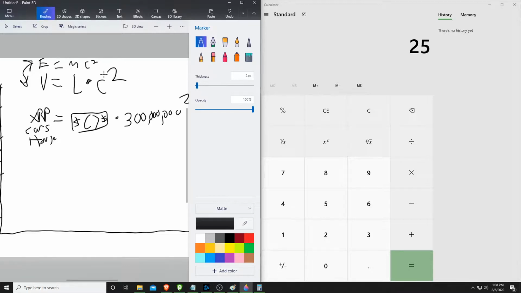And I don't know, it may just be V equals L times C. Regardless, the speed of light, or C squared, it doesn't matter. We're still talking about 300 million meters per second, right? So let's just do the math. I'm going to step out the math right here so you can see.